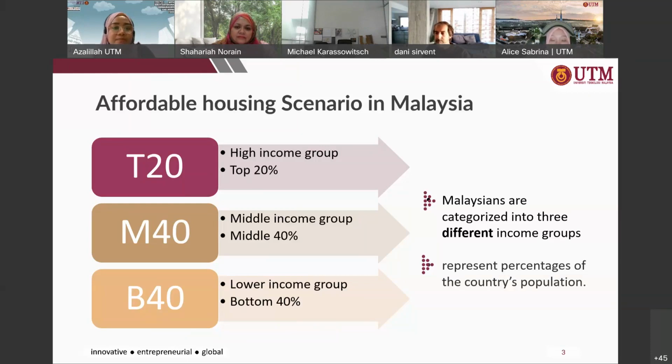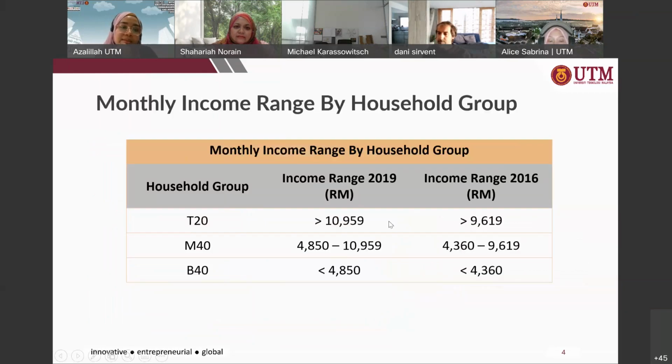Next, this is the monthly income group. When we talk about affordable housing, we need to know the minimum income at which they can buy, and what houses are available in our country, Malaysia. So basically, this is the income range by household group.